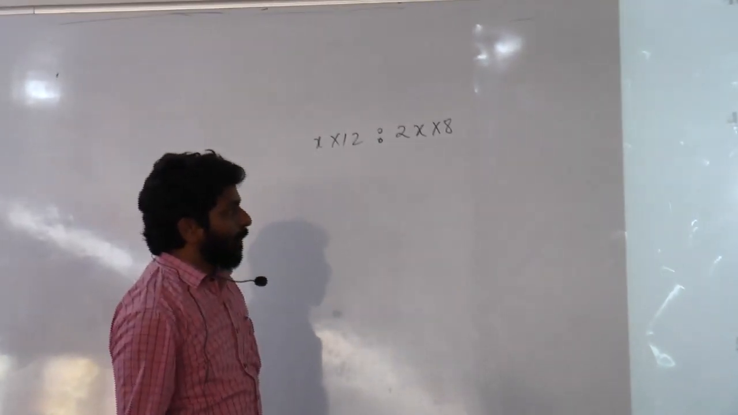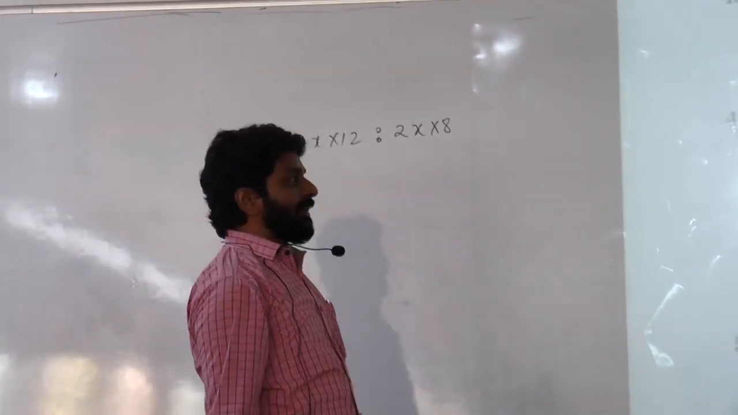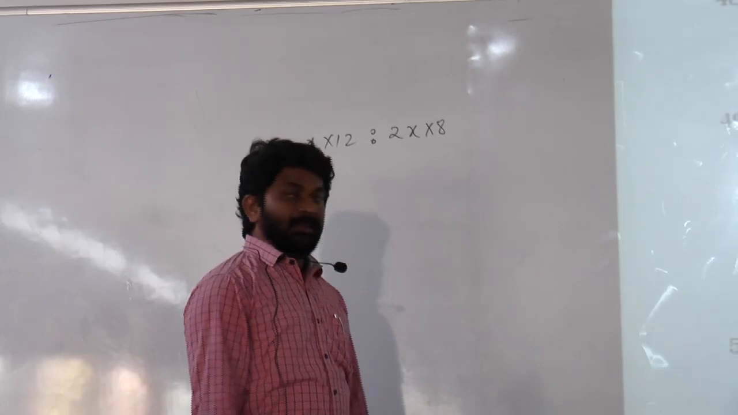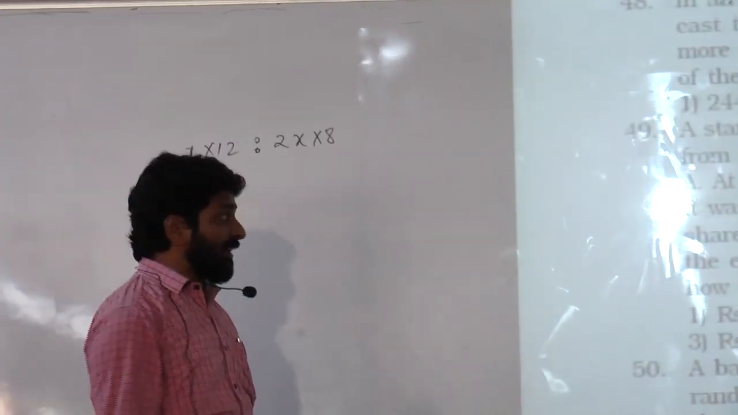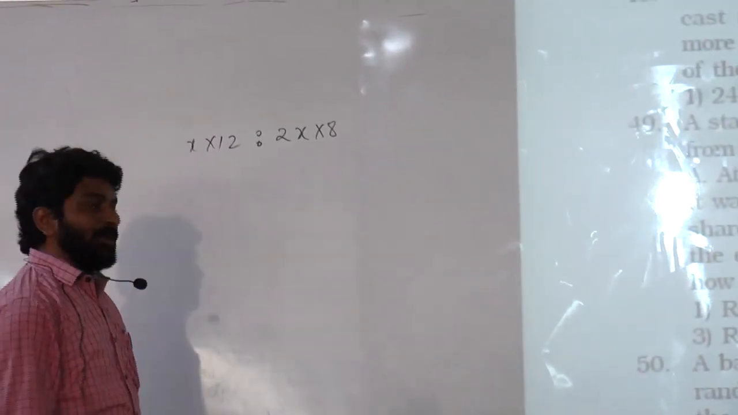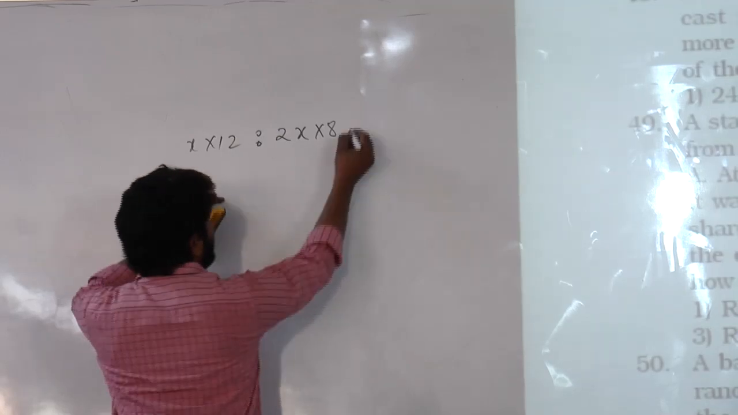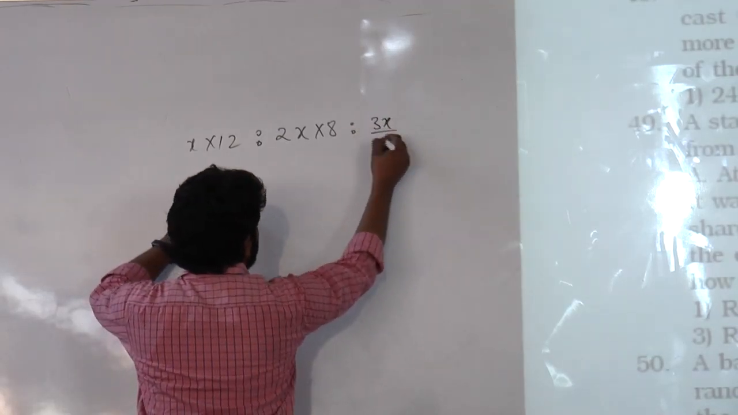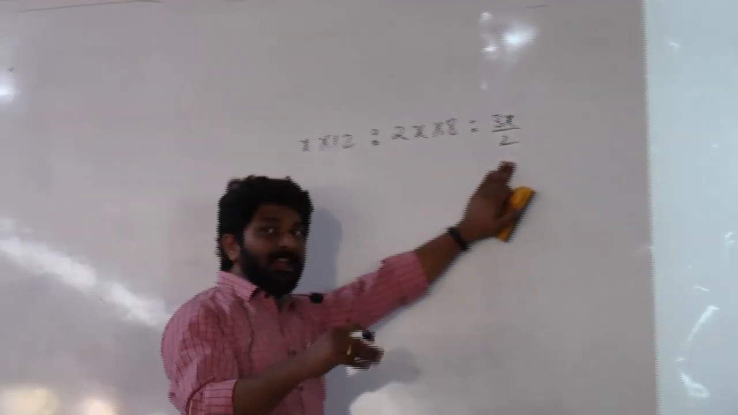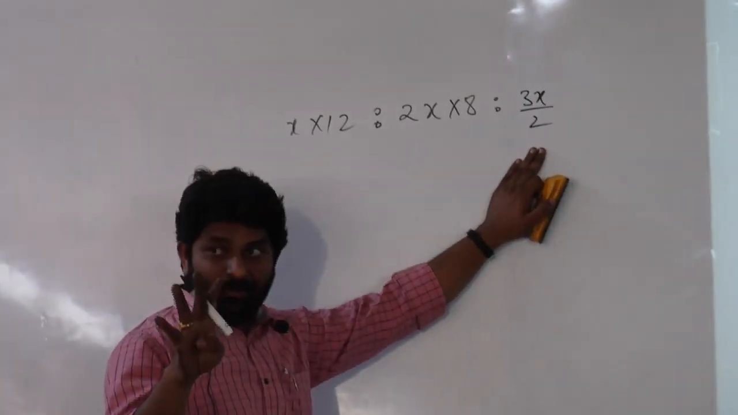And at the end of 8th month, C joins A and B by investing 1.5 times the A's investment. So A invested X rupees, 1.5 times of A is 3x by 2. C joined after 8 months, so he will be there only 4 months.